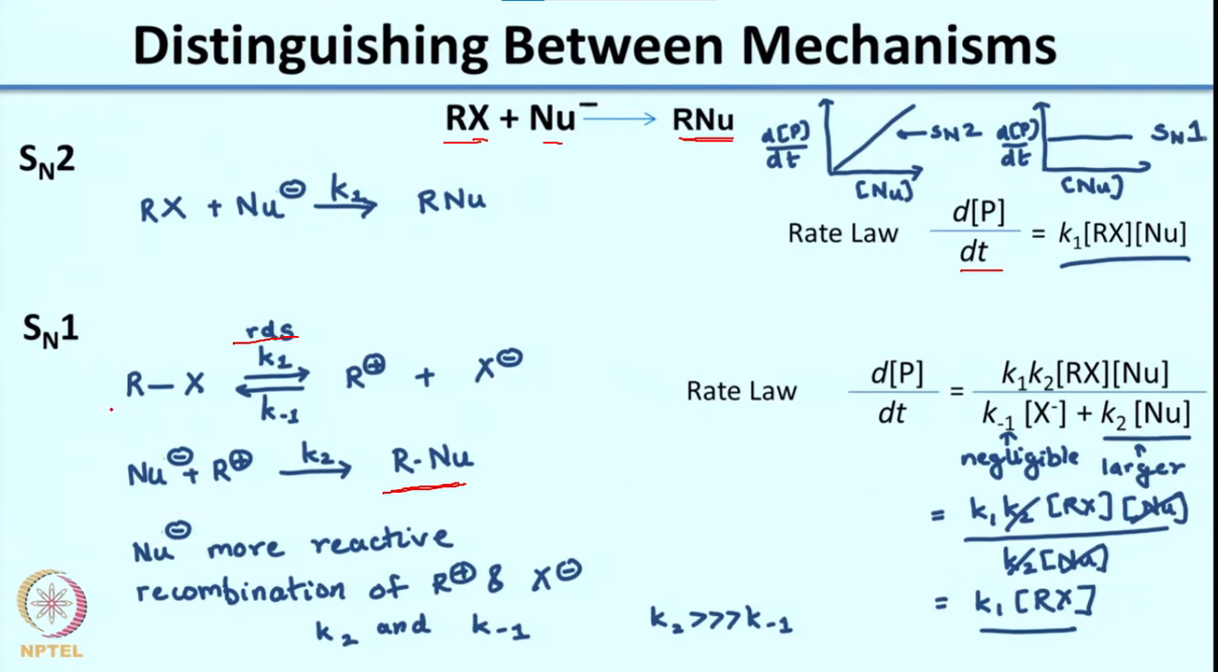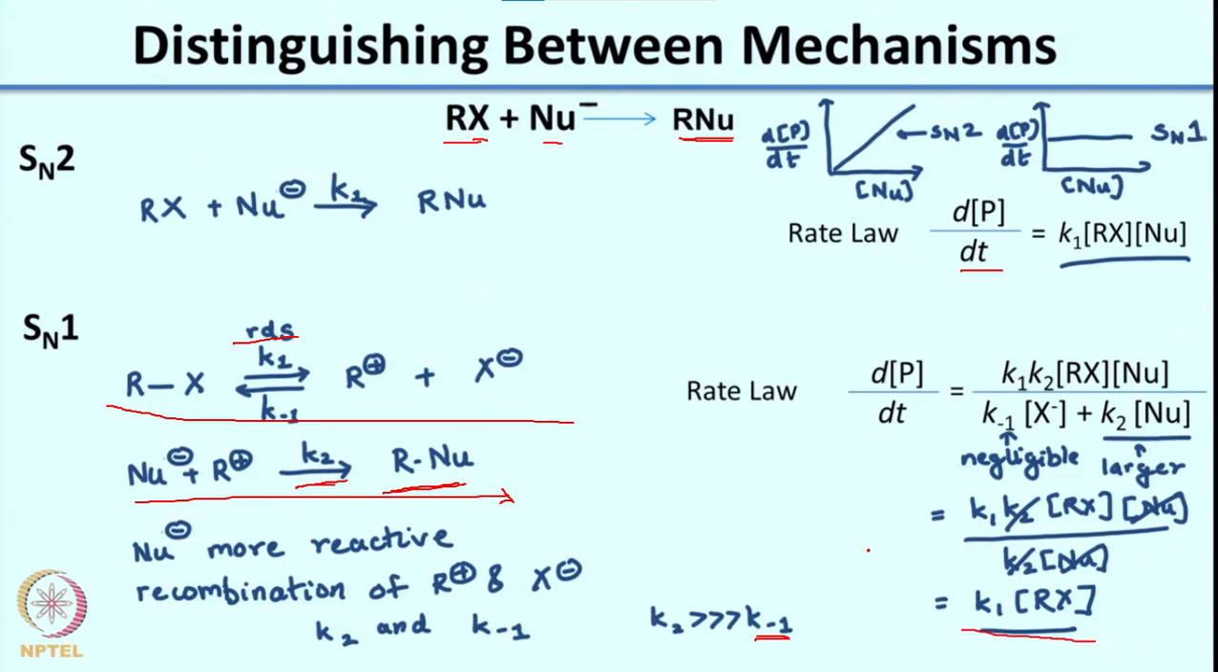As all of you know, this is the first step, this is the second step. As I told you, we are taking a more reactive nucleophile, that means this is the fastest reaction, right? Nucleophile attack will be the fastest step here. That means k2 is much greater than k minus 1, because it's the fastest reaction. So we can ignore k minus 1 here, and if it becomes negligible, this value will become 0. Then in the denominator we have k2 and the nucleophile concentration. Then k2 and the nucleophile concentration will get cancelled and we will get k1 and the concentration of RX.